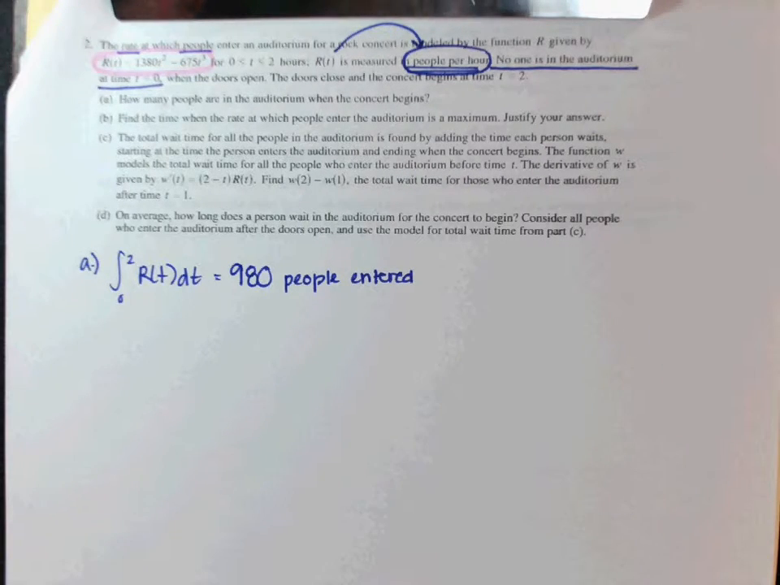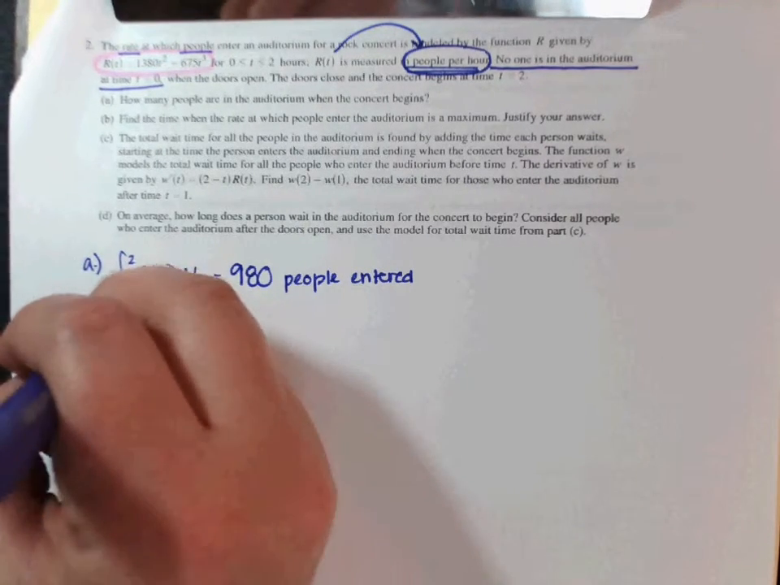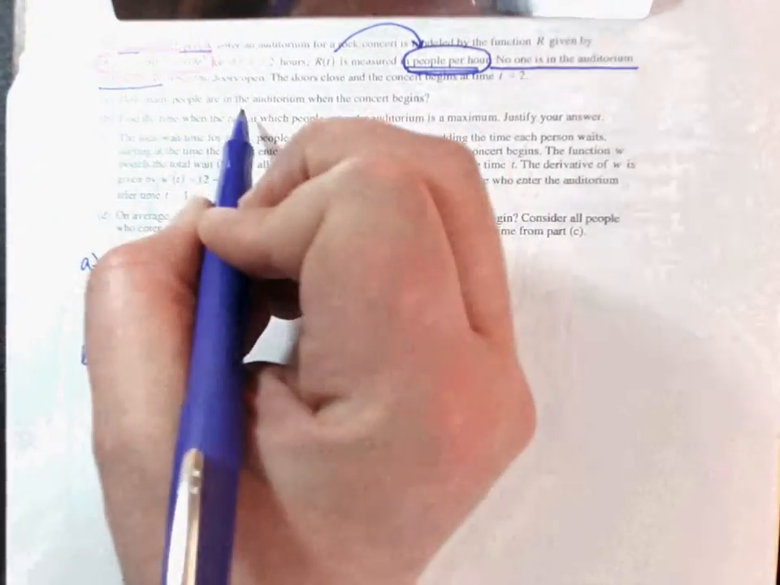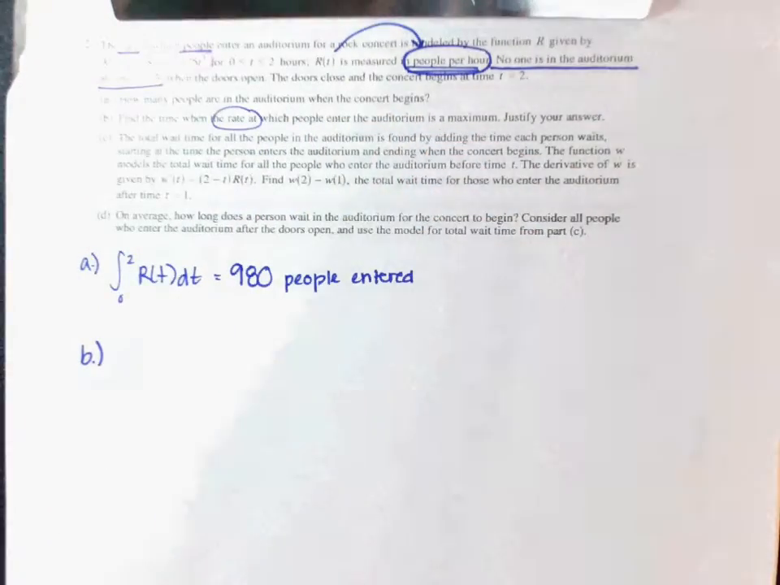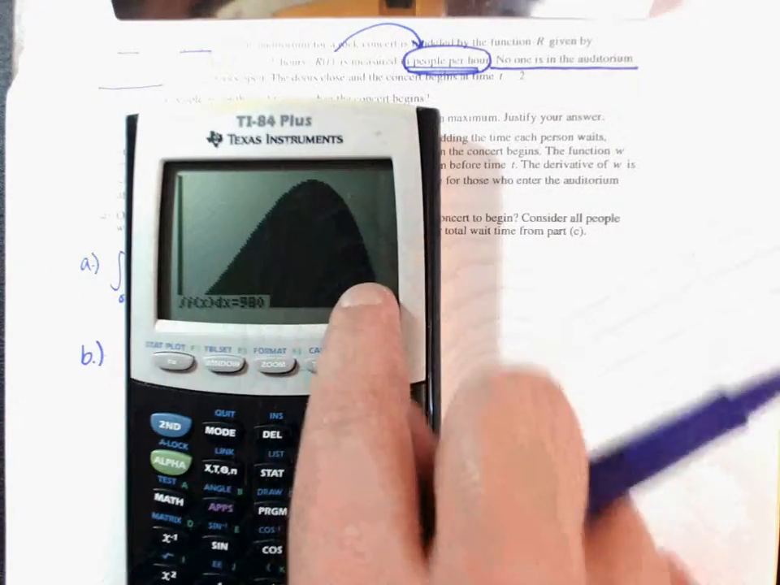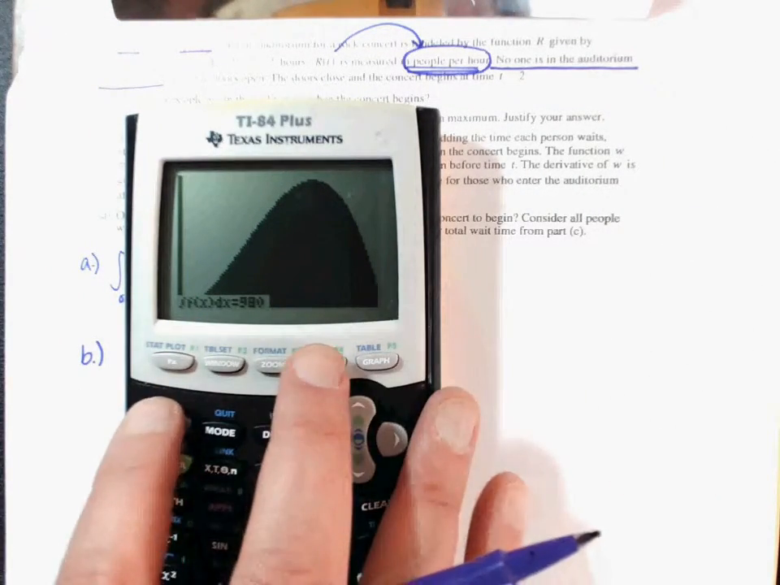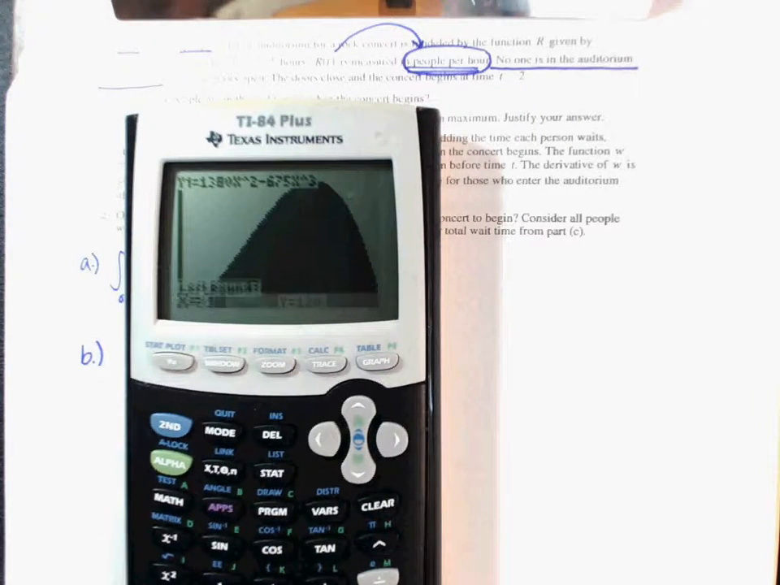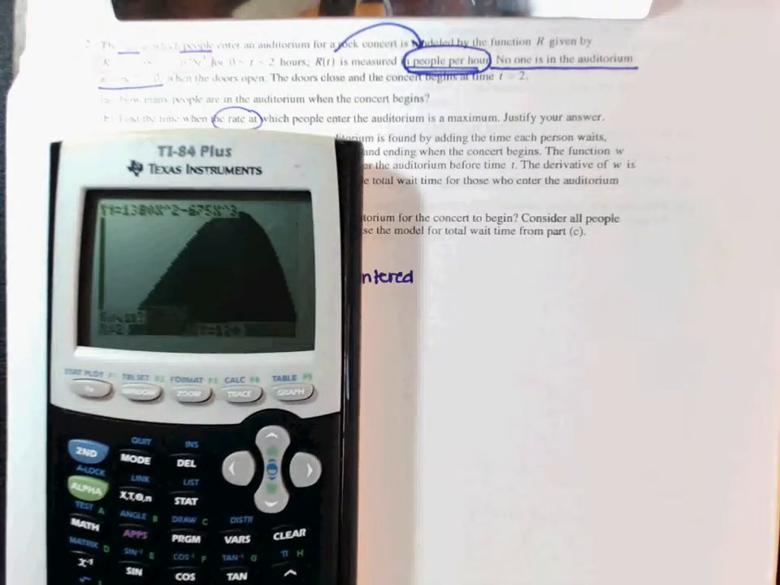Okay, Part B. Find the time when the rate that people entered the auditorium is a max. Now, they want to know the max of when the rate is the biggest. So if I'm looking at my graph here, I just want to know when this rate is the highest. Well, then what am I going to find? Second trace, I'm going to choose the max. Okay, I want to know when my rate is the biggest. And then I'm going to just go from 0 to 2 because since I've already shaded my graph, I don't want to do the little cursor thing.